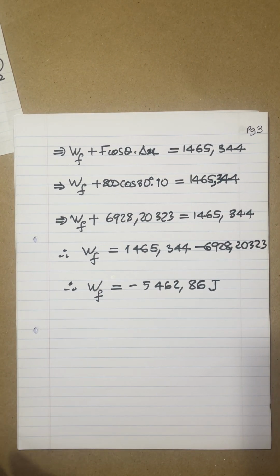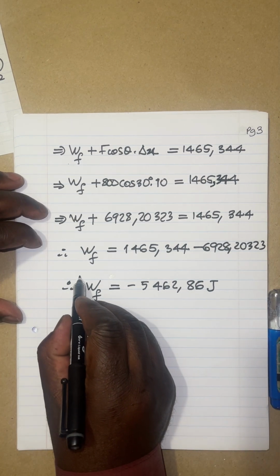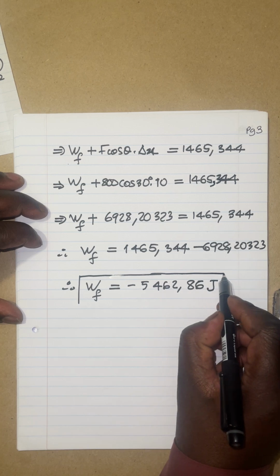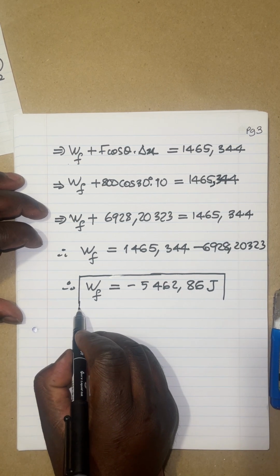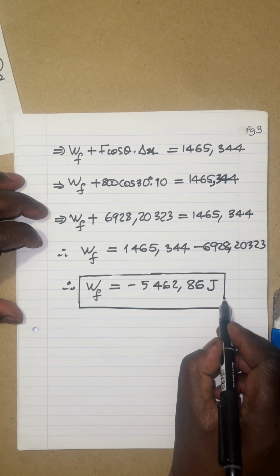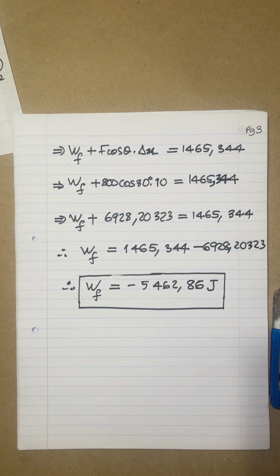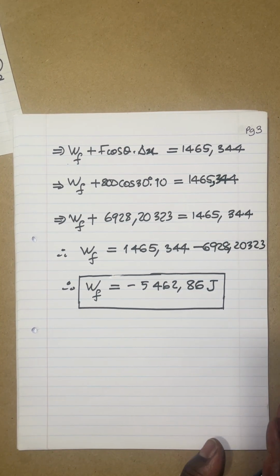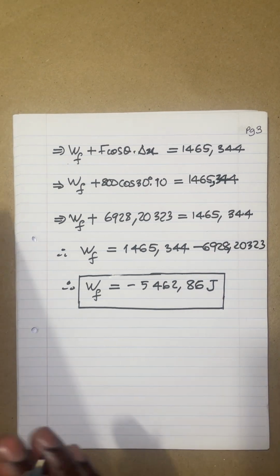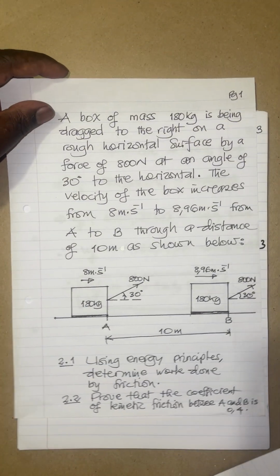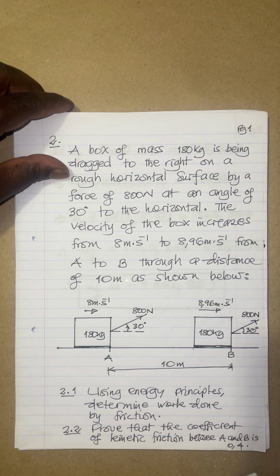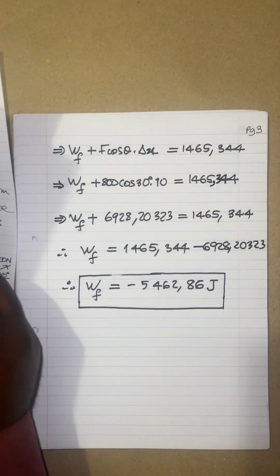You saw in the first lesson that work done by frictional force is always negative. Why? Because frictional force opposes motion of an object, and that frictional force always acts parallel to the surface on which the object moves. So this makes a lot of sense. Question 1 has been answered. That's 2.1. We're required to use energy principles to determine work done by friction force. So that is our answer.